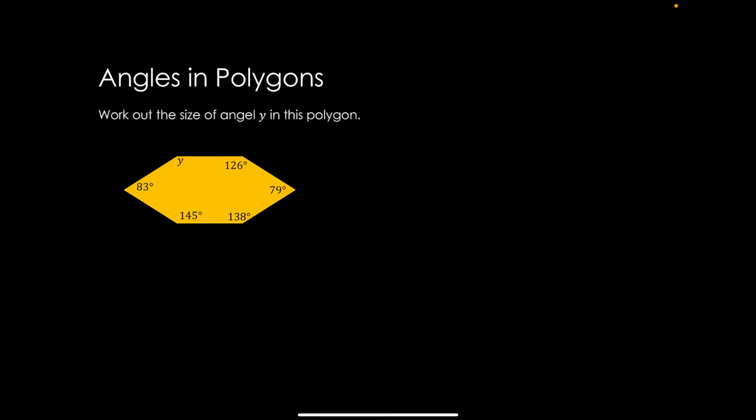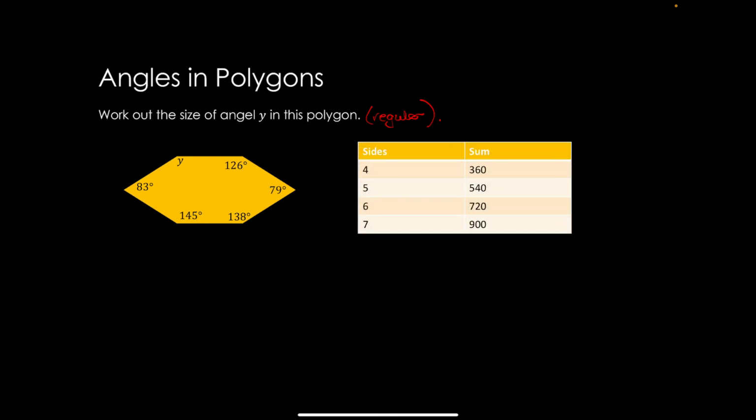Okay, so we're just going to go through some exam questions now that will possibly come up, and it will give you a really good idea of how to tackle these. Now, this question, first of all, is asking you to work out the size of angle Y in this polygon. Now, this is a 6-sided shape, and I'm going to say it's a regular polygon. So I know it doesn't look like it, I've not drawn it very well, but it's a regular 6-sided shape, a regular hexagon. Now, here's a table just to quickly explain a few things to you.